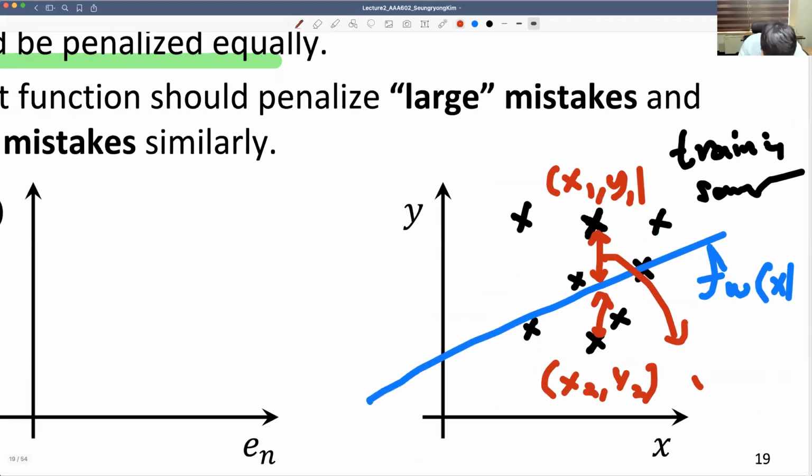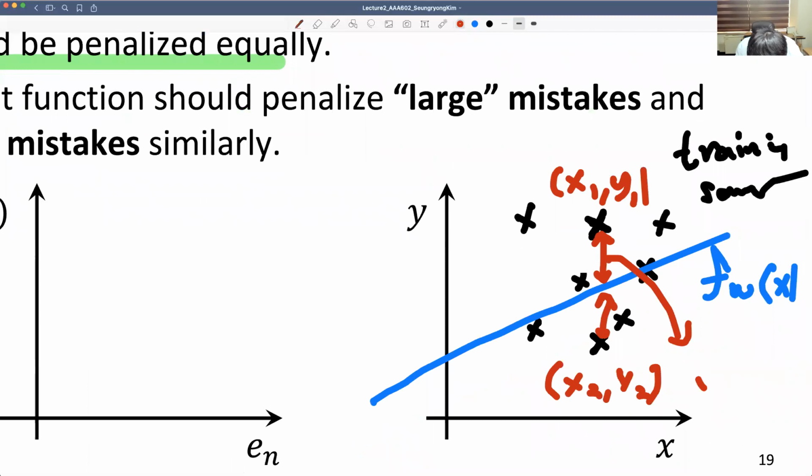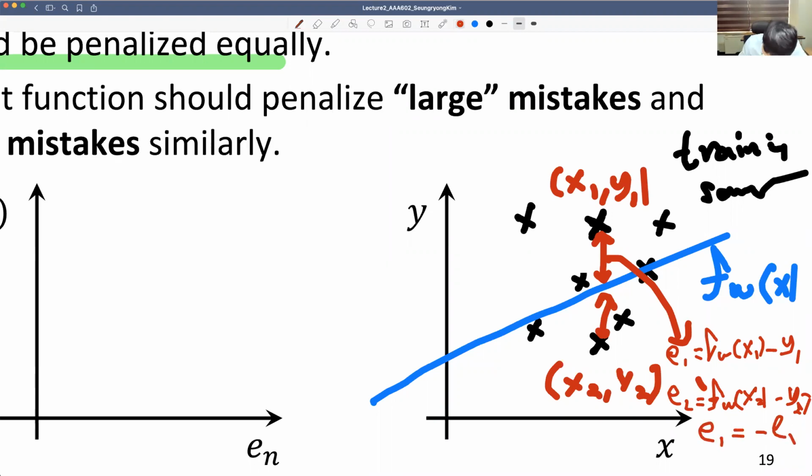Okay. So what I want to do is, let's say E1 is equal to FW(X1) minus Y1, and E2 is FW(X2) minus Y2, right? In this case, the magnitudes of E1 and E2 would be the same, but they might have different signs. Something like this, for example.